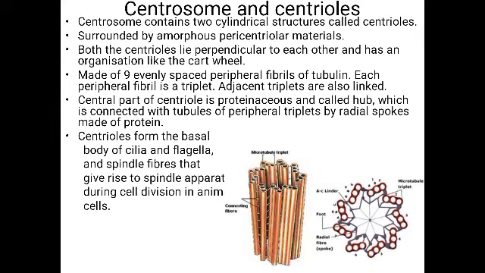Okay, so the centrosome is an organelle which is made up of two cylindrical structures called centrioles. You are able to see the picture here, a picture of the centriole. It is a long cylindrical structure. This is the centriole, which is cylindrical in nature. And these centrioles are surrounded by an amorphous pericentriolar material.